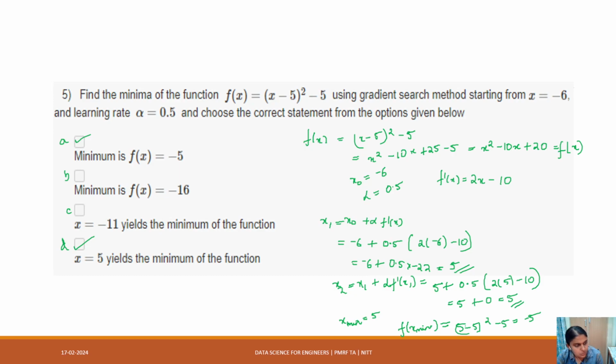You can unmute your mic and tell. Minus 6 minus, okay, I have written it like that. Just wait a moment. Oh, sorry. So I have made a mistake here. Okay.